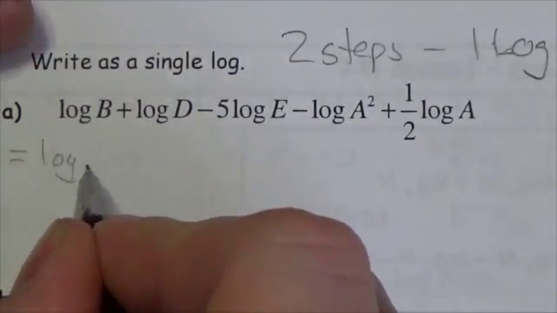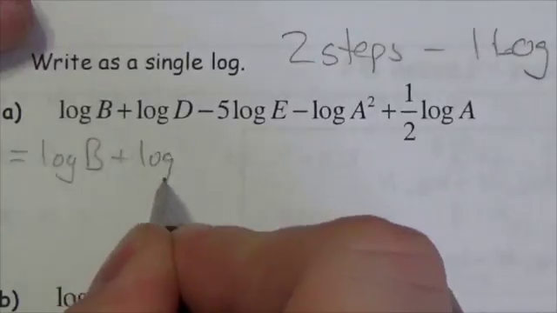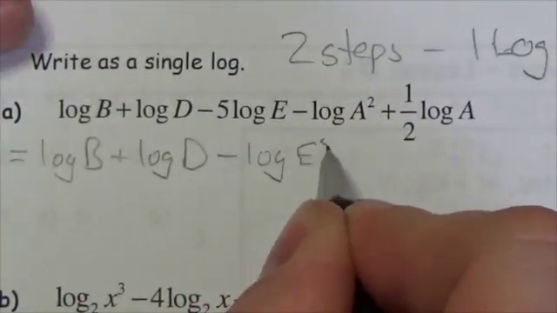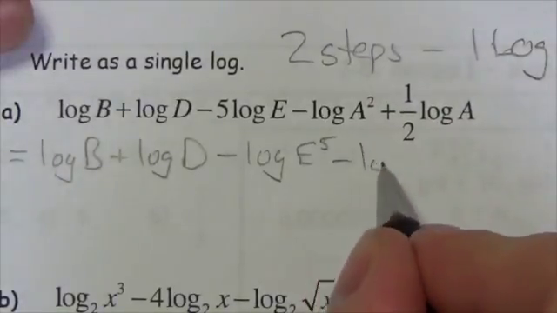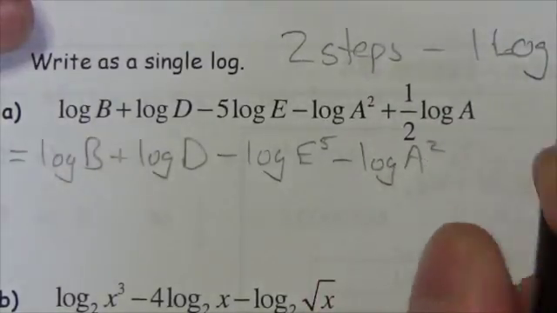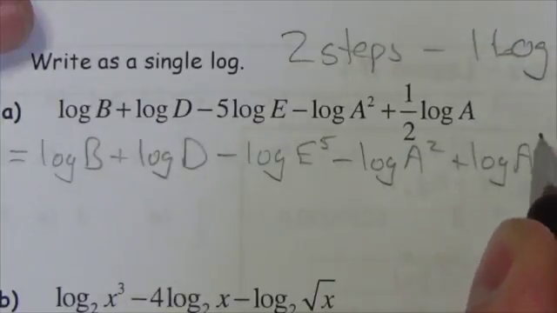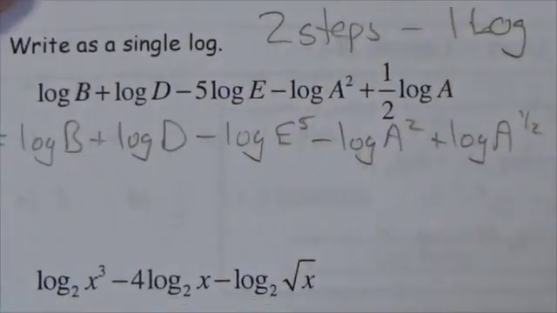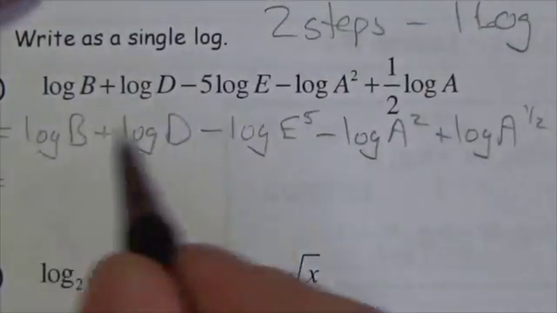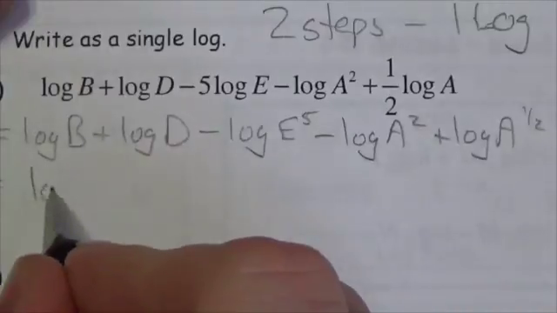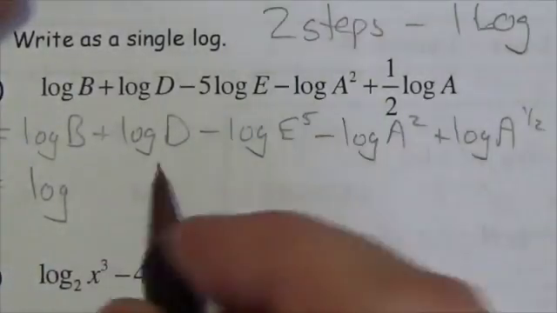so this is going to become the common log of b plus the common log of d. Now this will become minus the common log of e to the 5th minus the common log of a squared, and then this is going to become plus the common log of a to the 1/2. Now all I've done is moved up those coefficients. Now I'm going to put them all together into 1 logarithm. So here's my second step.